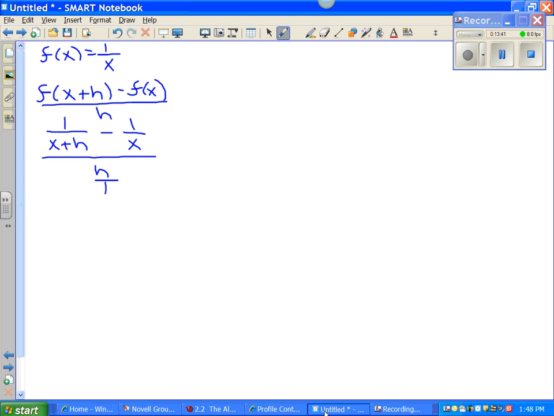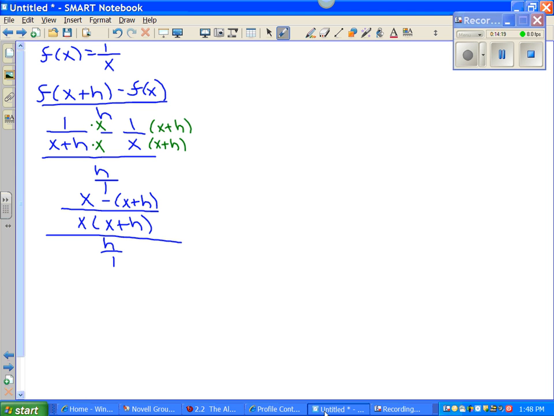Now, x plus h and x are two completely different denominators. They're two different factors, so what I'm going to have to do is use both of them. So x times x plus h is going to be that common denominator. To get x times x plus h, I had to multiply this by x. To get x times x plus h, I had to multiply this by x plus h. Okay, over h.